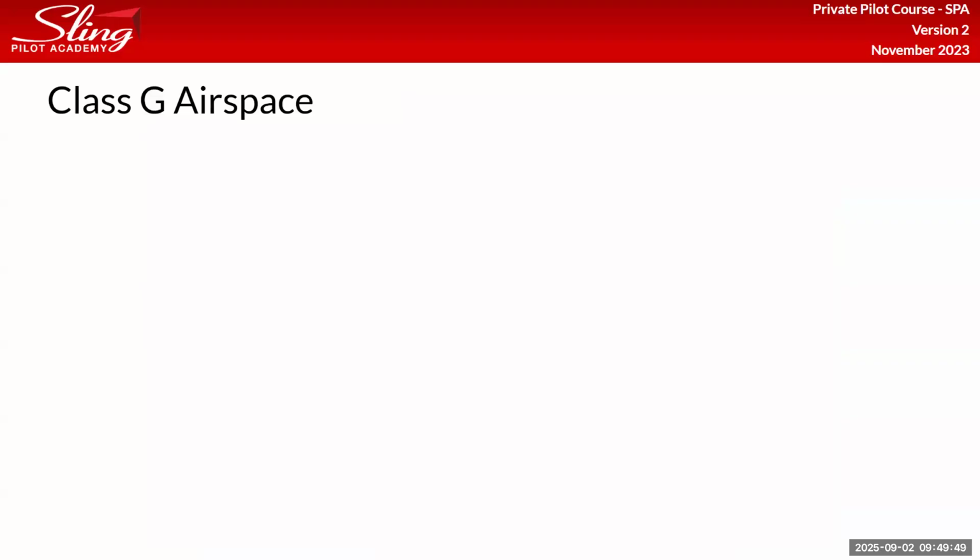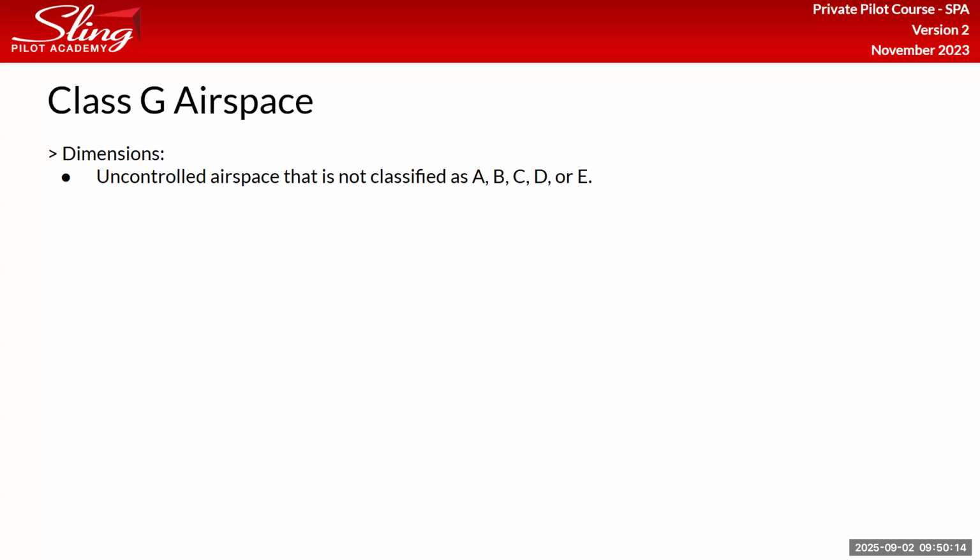Okay, last one, class Golf airspace. What's special about class Golf airspace? Uncontrolled, right? All other airspace, including Echo, even though you don't need two-way radio communications in Echo, is still controlled airspace. Class Golf is the only airspace that is not controlled. Uncontrolled airspace, from the surface to overlying airspace. So wherever other airspace doesn't start at the surface, it will be Golf at the surface.